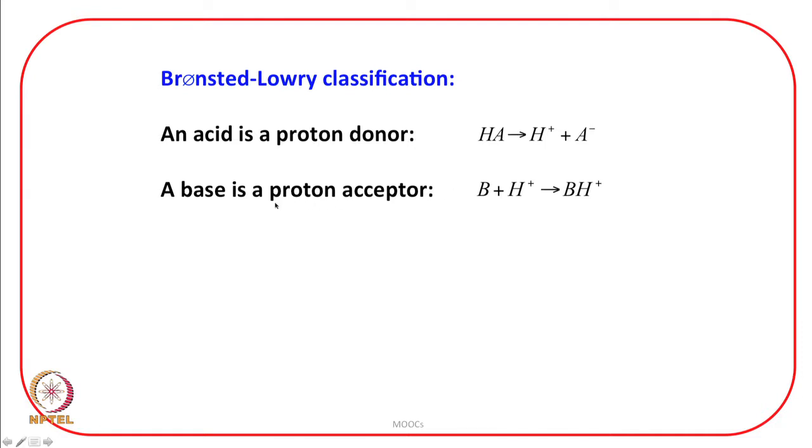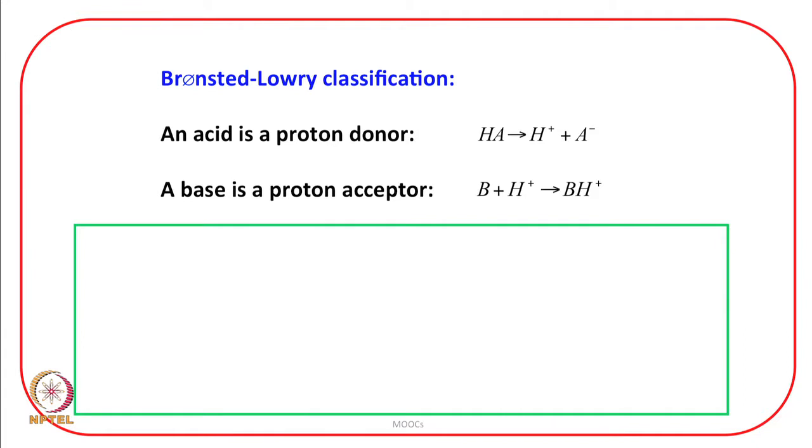and a base is a proton acceptor. That is, a substance which can accept proton from another molecule is a proton acceptor and it acts like a base. So, in the first reaction HA going to H plus A minus, it is donating proton. So, therefore, HA is an acid and B is accepting a proton, therefore, B is a base. Let us discuss a little more about this.